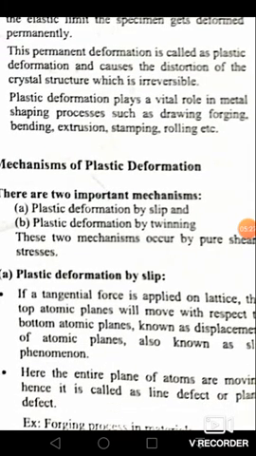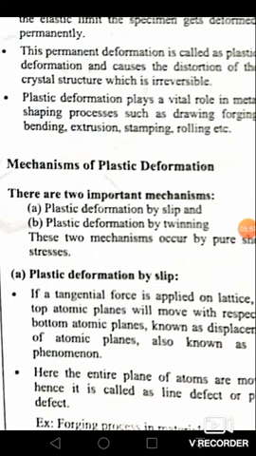that means the plastic deformation is retained. Plastic deformation plays a vital role in metal shaping processes, for example drawing, forging, bending, extrusion, stamping, and rolling operations. Some of them are cold working operations and some are hot working operations. Working means deforming the material above the elastic limit, which is plastic deformation. So these are some of the operations: forging, bending, extrusion, stamping, and rolling.